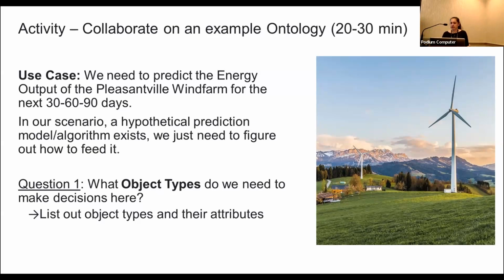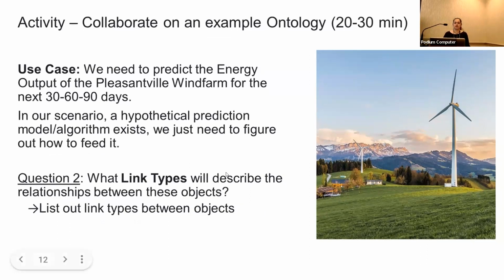Okay, you guys can keep having your discussions, but we're also going to move on to the next step, which is what's the link type. So you can come up with more objects, or change your objects or object types along the way. But what are the link types? How are these objects related to each other that you think you're going to need here?